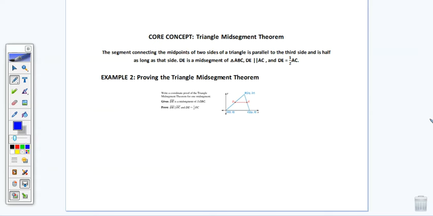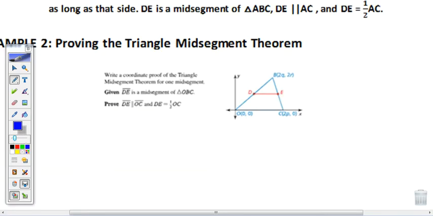Okay? So we're going to do this midpoint proof here real quickly. I'm going to blow this up. It's hard for me to read this, so you guys have it in front of you. It says, write a coordinate proof of the triangle midsegment theorem for one midsegment. It says, given DE is what, kids? Is the midsegment right here. You guys agree with that? Okay. We need to prove that, first of all, DE is parallel to what? And DE is half of what?